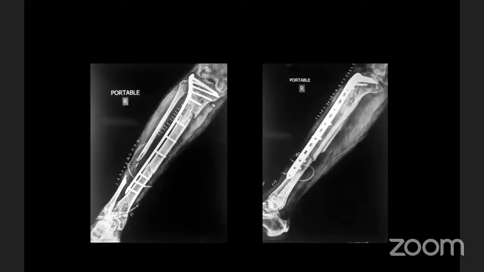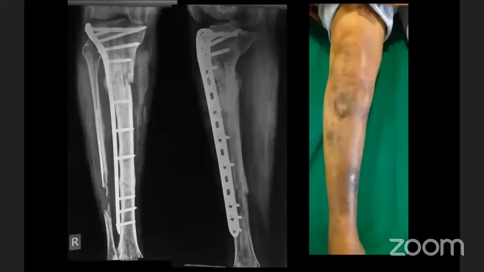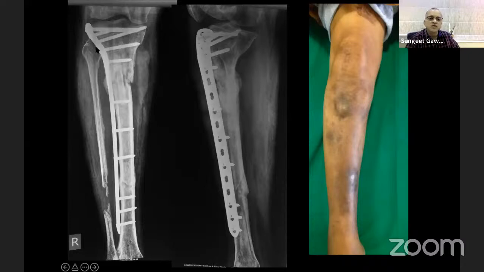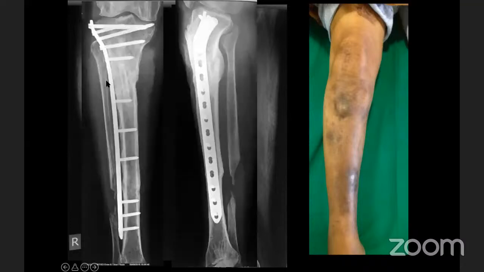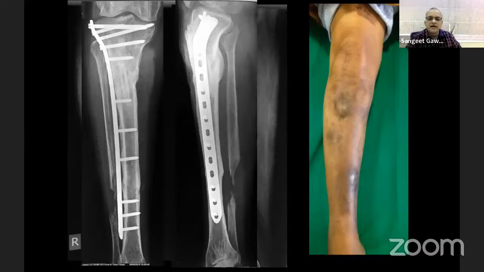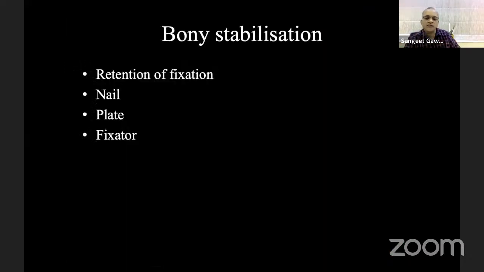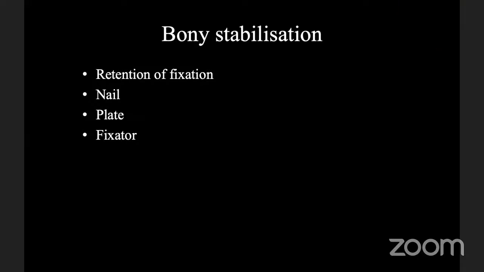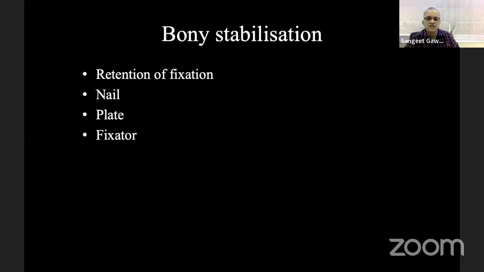All the previous implants were removed here, and a fibula was also used to support the medial side. And at the end of about 1 year, you can see how beautifully it has healed. So if you follow the principle, you can get a good result in such difficult situations.